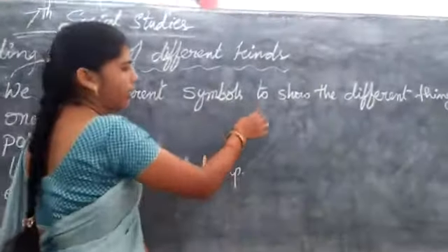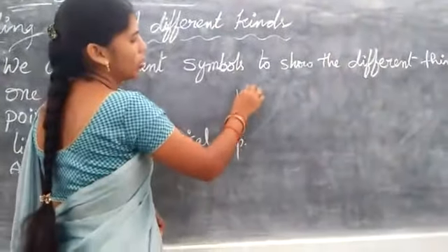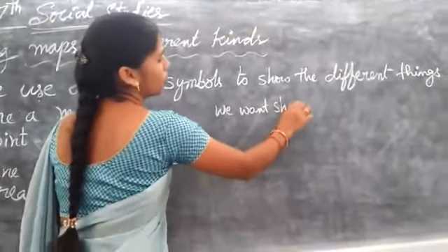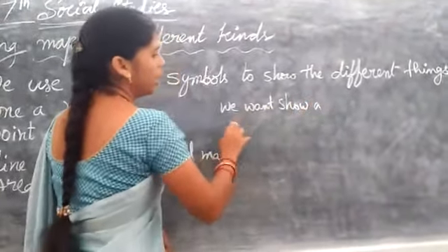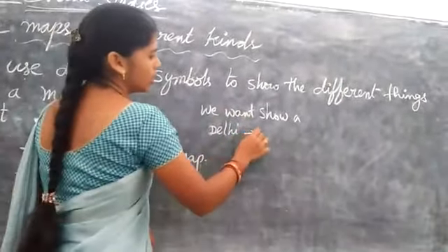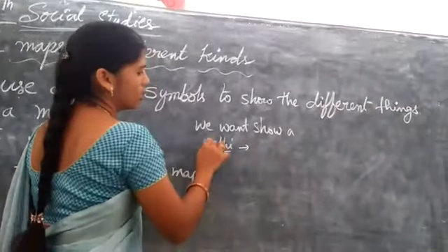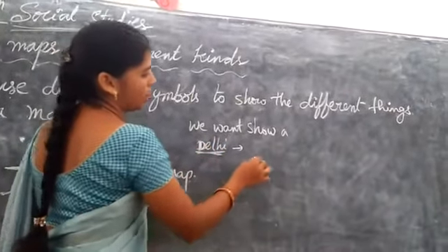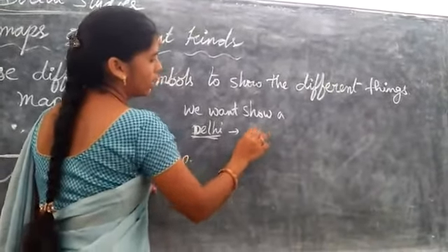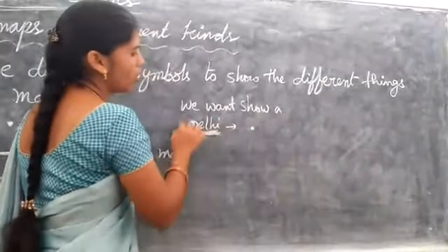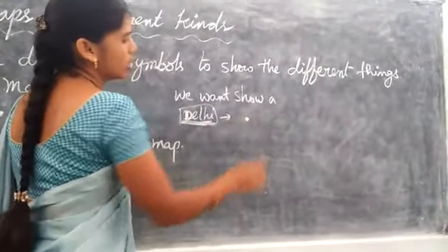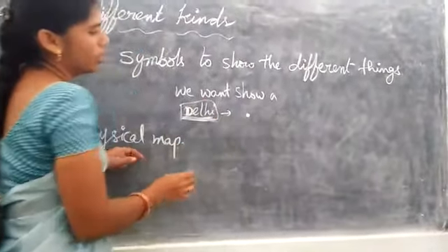If in our India map we want to show Delhi, this is the capital. So we use point to locate Delhi. So when we want to show the place Delhi in a map, we use point.